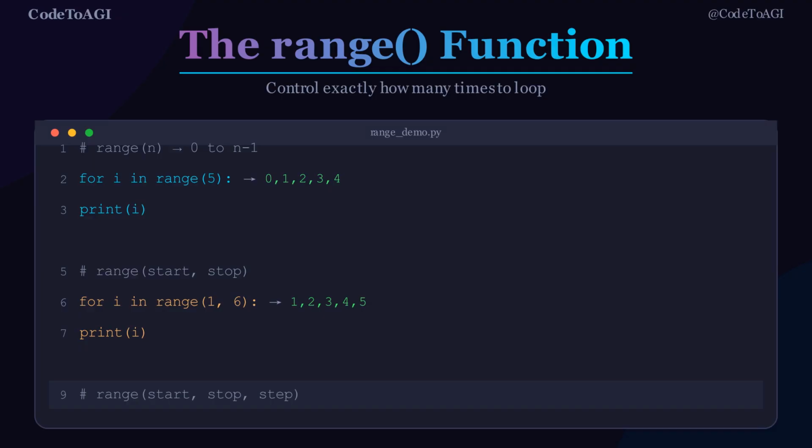Look at the examples. The first loop prints numbers 0 to 4. The second loop counts 1 to 5. The third loop skips by 2, printing only even numbers. Range is how you control exactly how many times a loop runs. You will use this in almost every Python program you write.